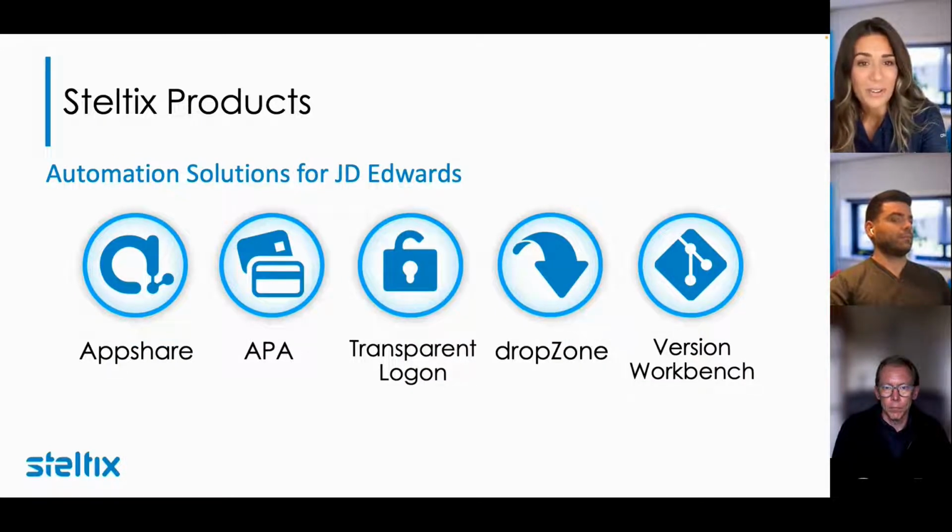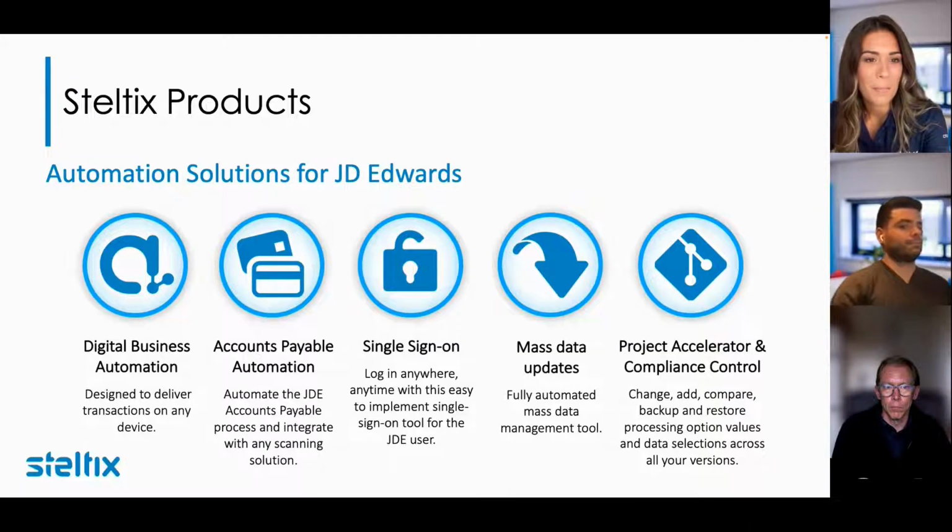Over time, and thanks to our customers' feedback, not only have we been focusing on our services, but we have developed our own products. And as you can see, one of them is Appshare, which we will present today, but we also have APA, Transparent Logon, Dropzone, and Version Workbench. So Appshare is designed to deliver transactions on any device, and the rest are for accounts payable automation, sync and sign-on, mass data updates on JD Edwards, and a project accelerator and compliance control tool.